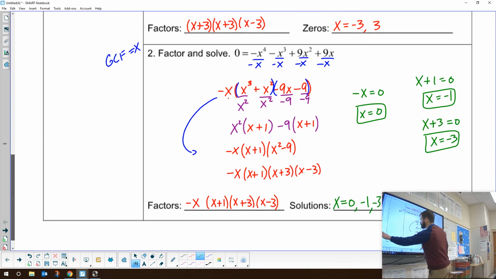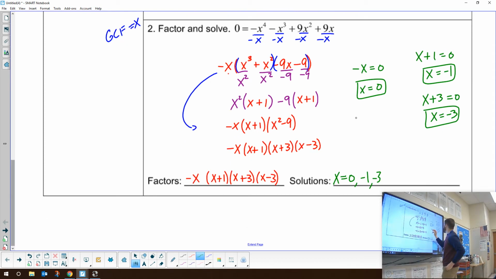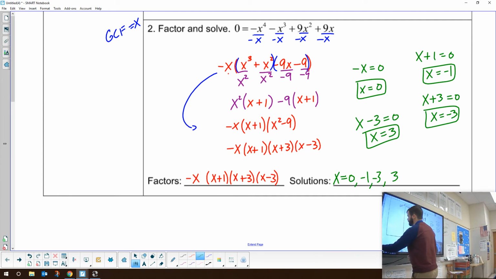Need to give myself a bit more space. And then if x minus 3 equals 0, that means x equals positive 3. All right, so here are all my factors. Here are all the solutions, okay? So that's how we find our factors and find our solutions. All right, let's do one more together.